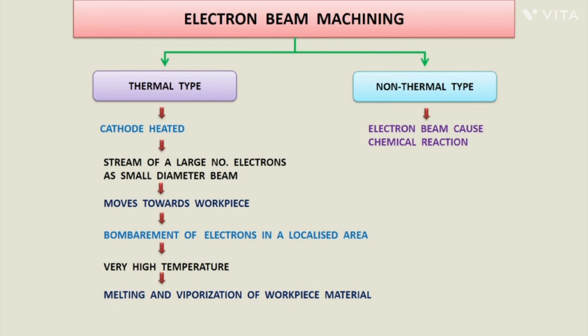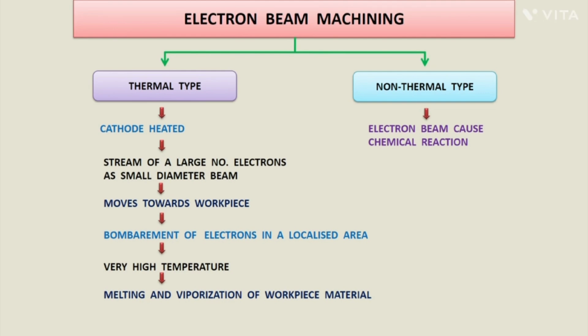In the thermal type, the cathode is heated to a very high temperature. A stream of a large number of electrons emits from the heated cathode and comes out as a small diameter electron beam. It moves towards the workpiece with a very high velocity, and it bombards. Machining is going on due to the bombardment of these electrons on a very small localized area. As it is bombarded on a very small localized area, a huge amount of temperature is generated on the workpiece surface.